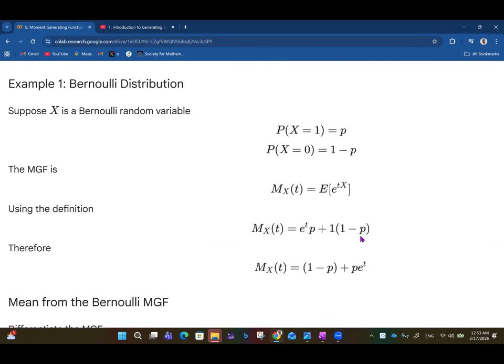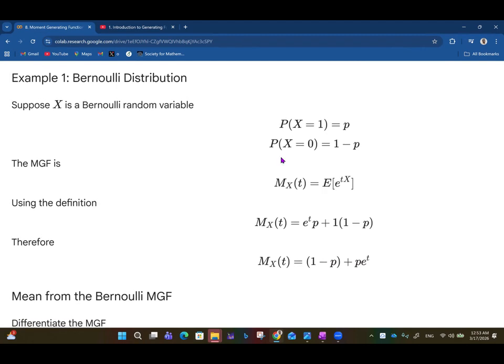Suppose x is a Bernoulli random variable, where we have probability that x is equal to 1. Let's say that is p. So a Bernoulli situation is like when you have a success and failure kind of situation. So it's either something succeeds or it doesn't succeed, something happens or it doesn't happen. So probability that x equals 1 is p, probability that x equals 0 is 1 minus p, for instance.